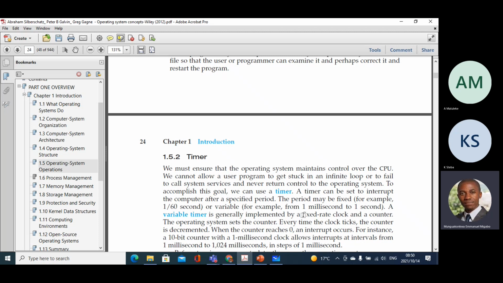But out of a fixed rate clock, we can generate sub clocks at different rates. That's why we end up with a variable rate. And that's how we run different timers. And you know this very well from digital systems.